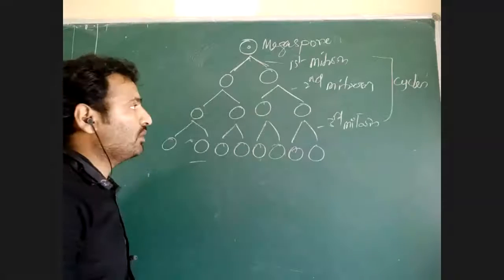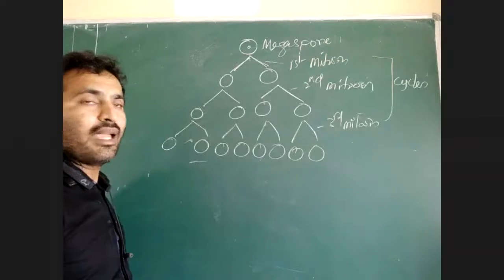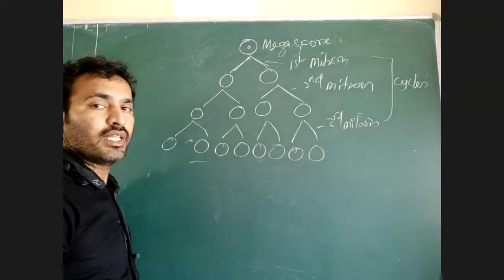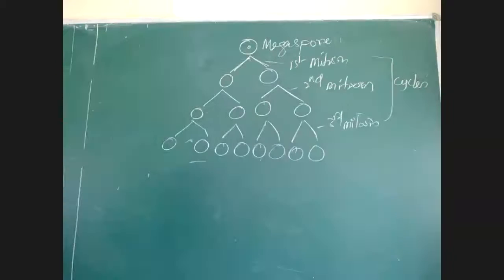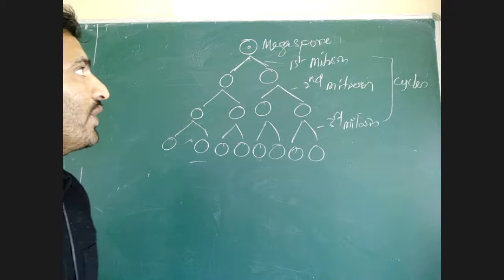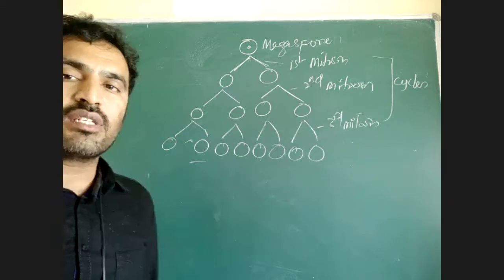8 nucleate condition is formed. That 8 nucleate condition is developing into female gametophyte. Okay, based on this, anyone answer me? How many mitotic generations are required to produce a female gametophyte from functional megaspore? How many mitotic divisions are required?